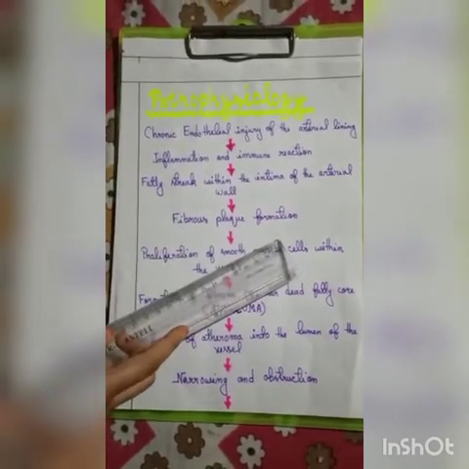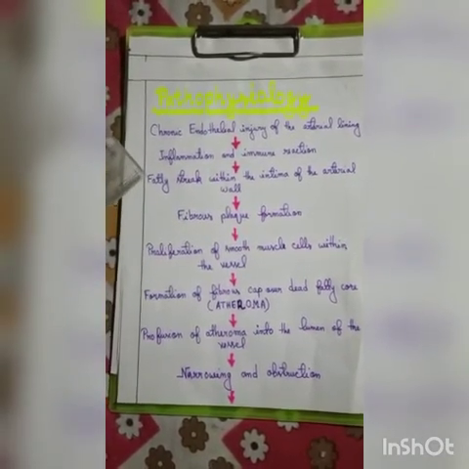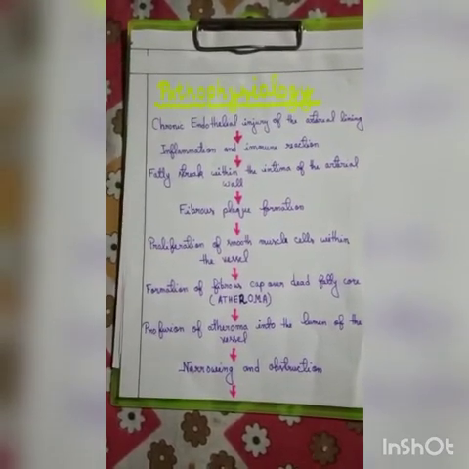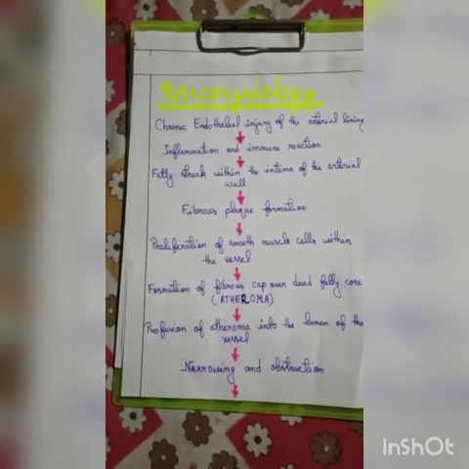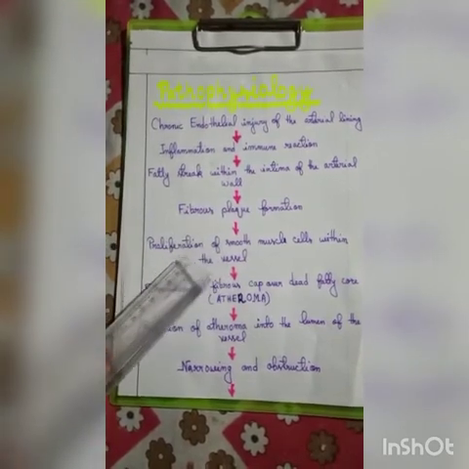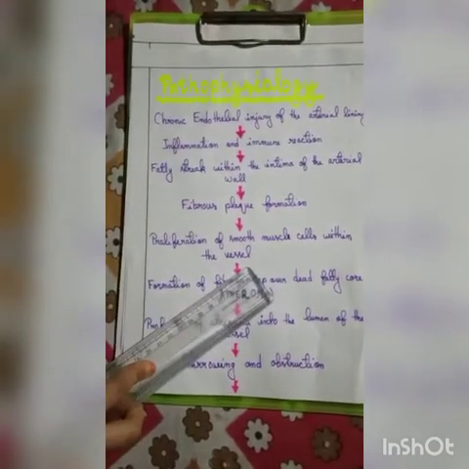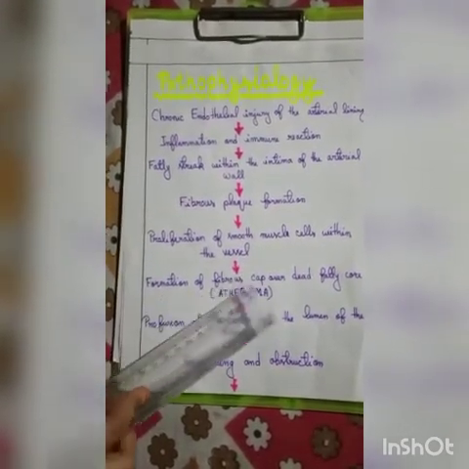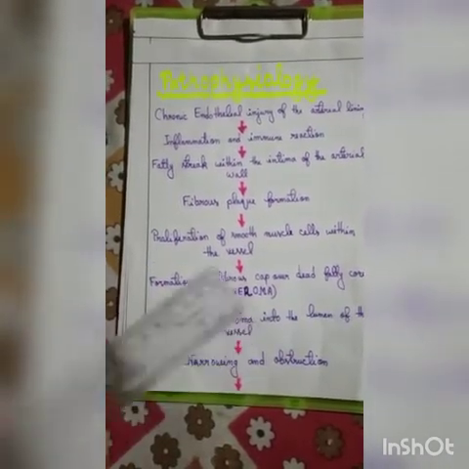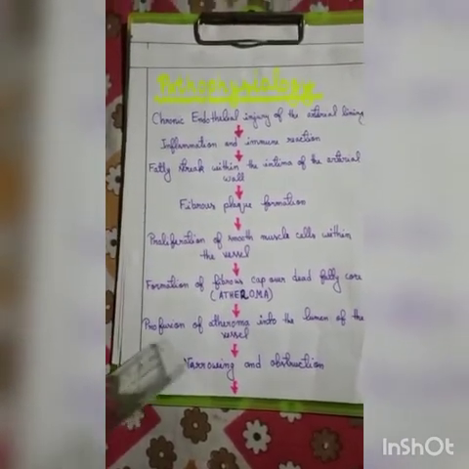Fibrous plaque formation. The fibrous plaque stage is the beginning of progressive changes in the endothelium of the arterial wall. These changes can appear in the coronary arteries. This leads to the proliferation of smooth muscle cells within the vessel, and that leads to the formation of a fibrous cap over that fatty core. That means atheroma. Atheroma is the fatty material which forms deposits in the arteries.